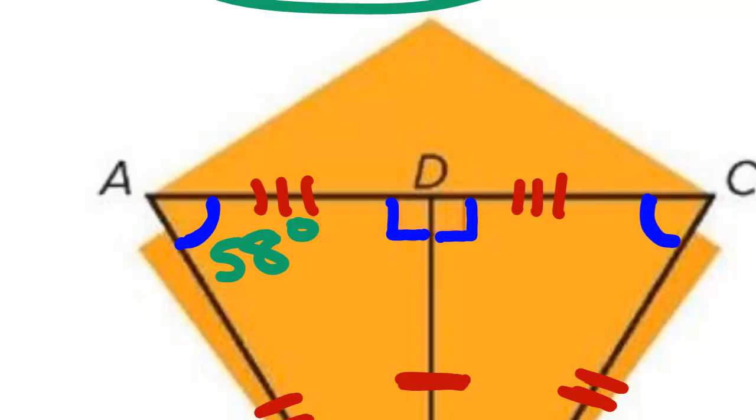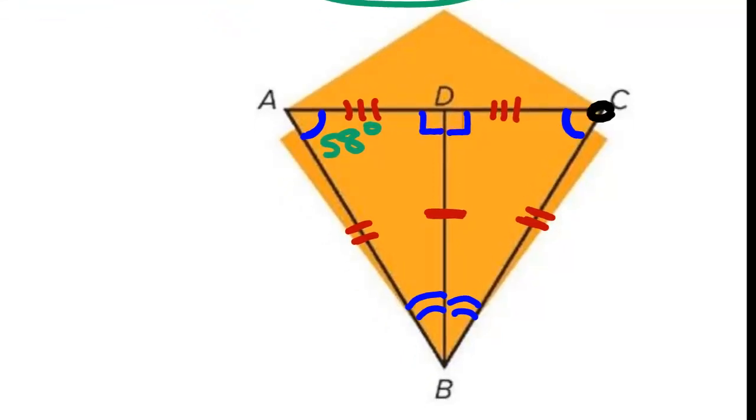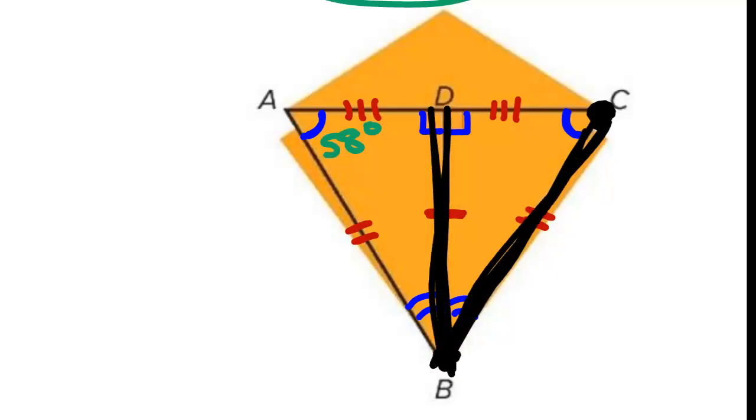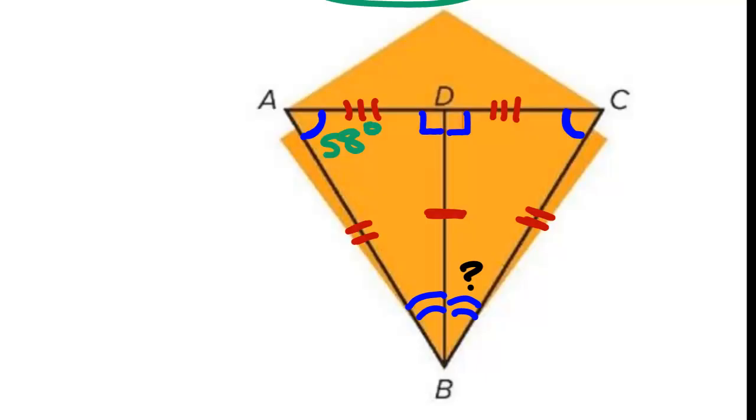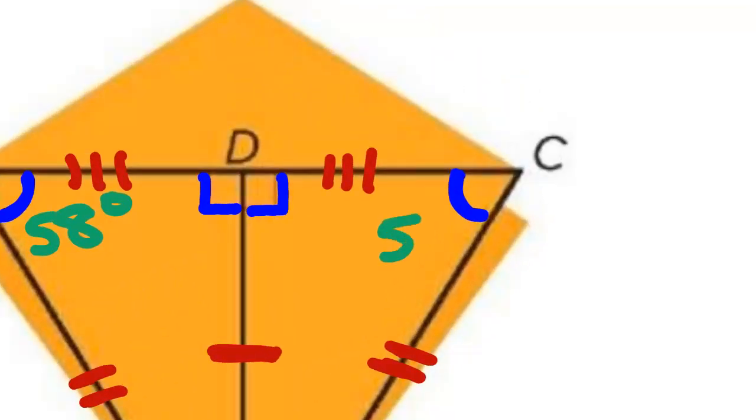We want to find the measurement of angle CBD. Angle CBD, C down to B and up to D. So we're looking for this angle right here. This is the one we want to find. What other angle do I already know up here? C. How big is angle C? 58. It's the same as angle A. So I can put in 58 degrees here.